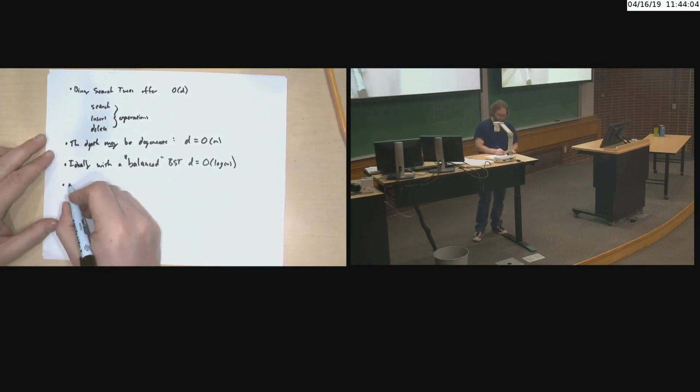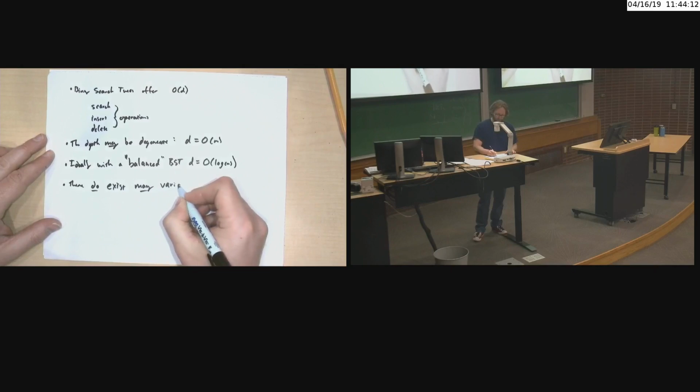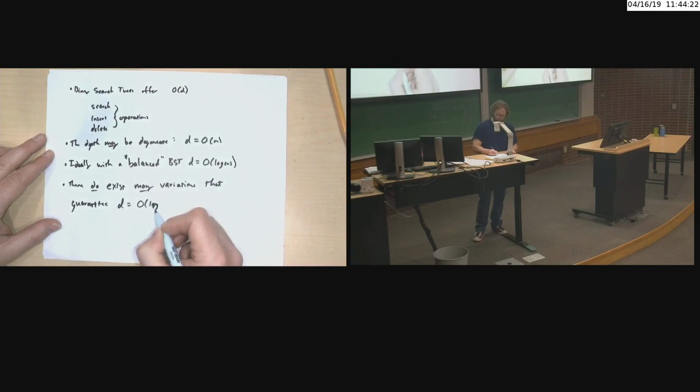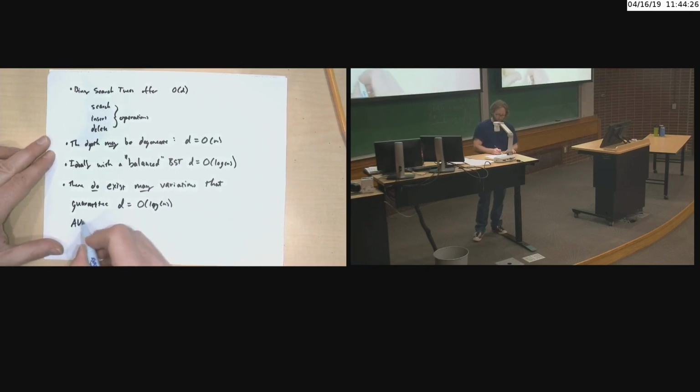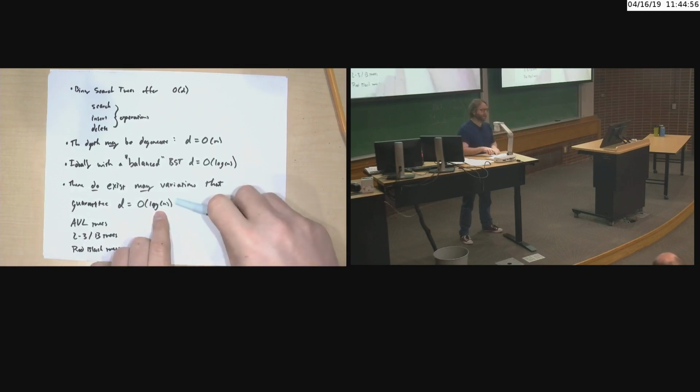Right? However, there do exist many variations that guarantee the depth is going to be logarithmic. Right? For example, AVL trees, 2-3 or B trees, which are used extensively in database implementations. What else? There's splay trees, there's red-black trees. Right? If you do a Wikipedia search for balanced binary search trees, you will come up with a dozen different variations, each one of them achieving this guarantee in a different way.